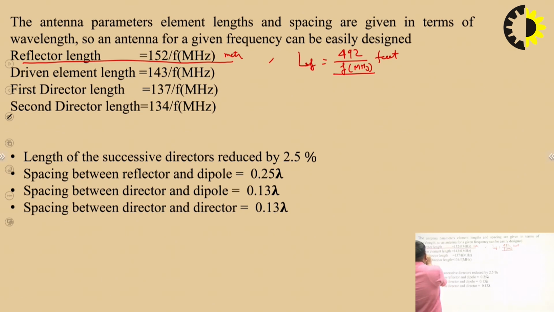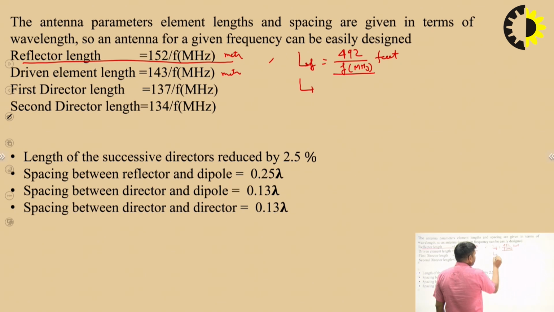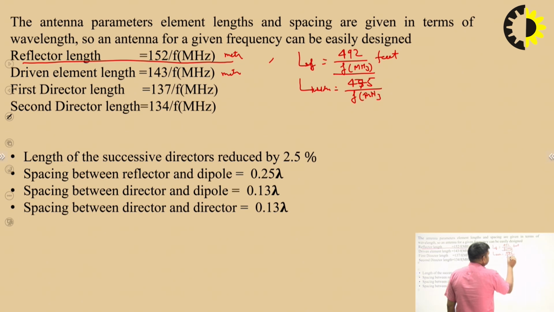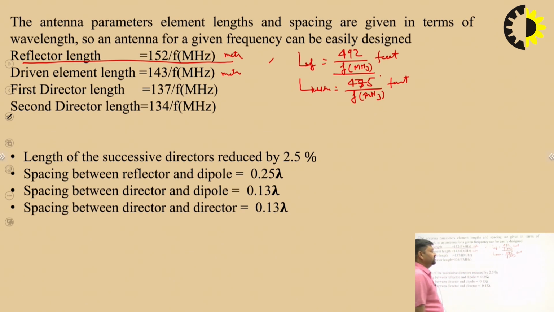So what is the driven element length? The driven element length in meter is calculated by 143 by f. But if you want the driven element length, or we can say the folded dipole length, in feet, we can say this one is 475 upon f, 475 upon f in megahertz, in feet.